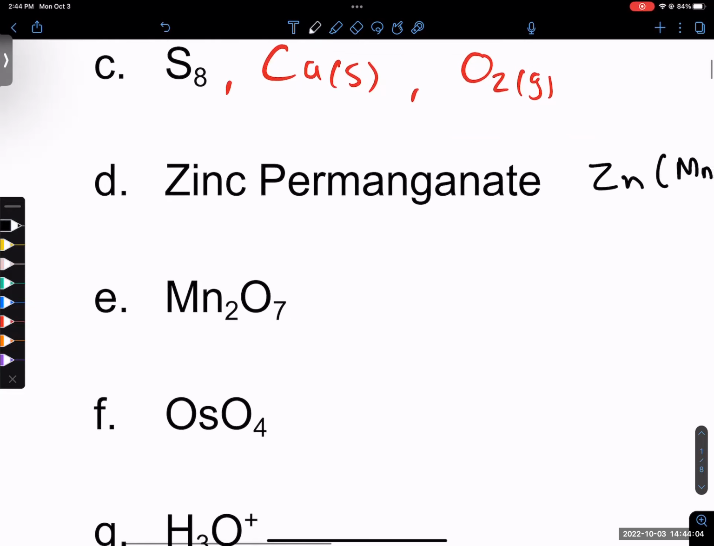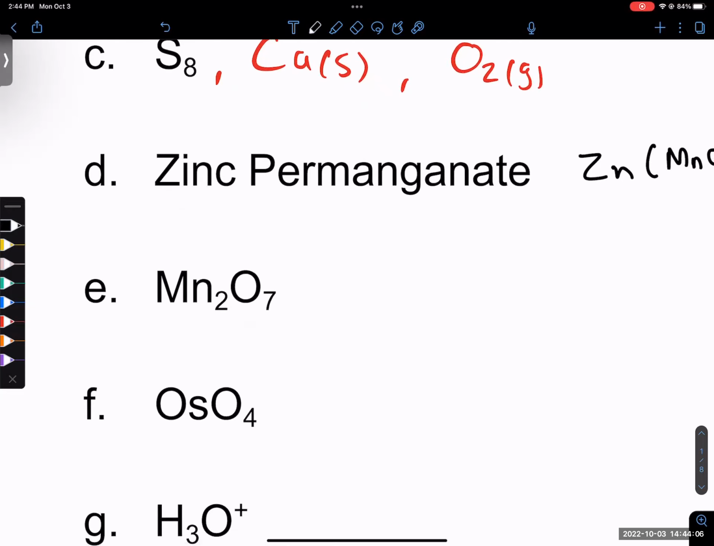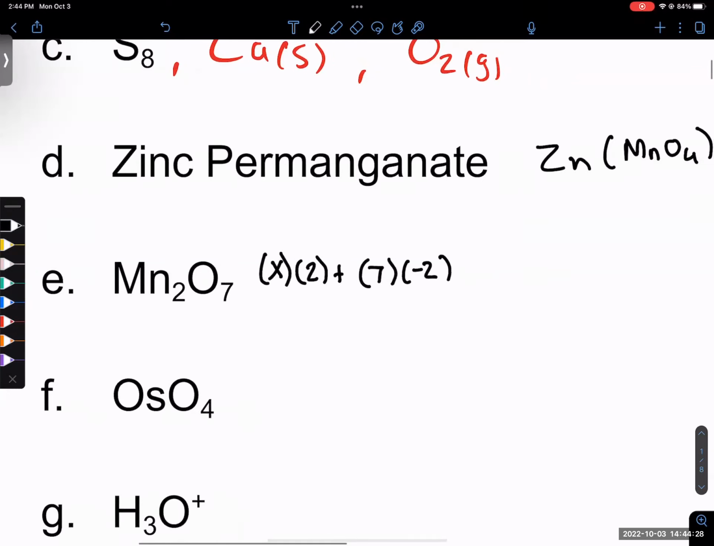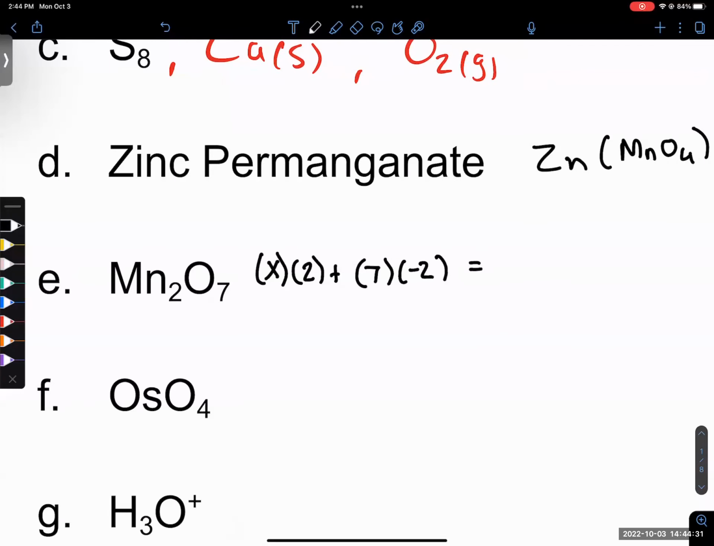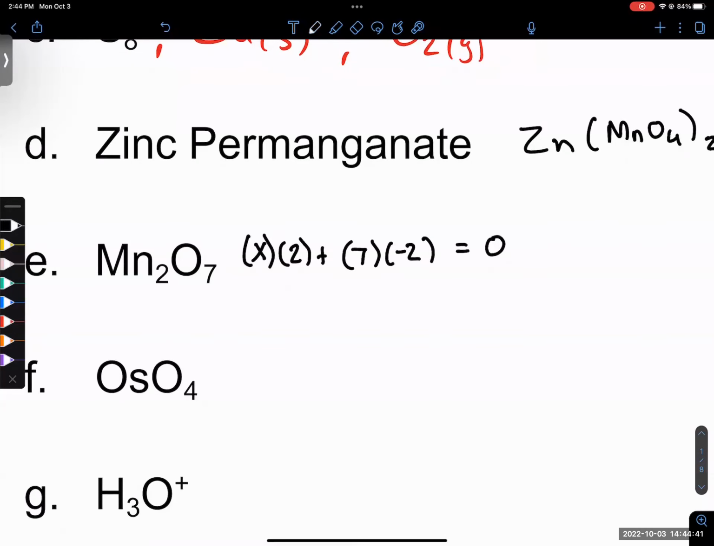We know that we have a total of 7 oxygens. Each oxygen has an oxidation number of what? -2, right? And we have how many manganese? We have 2 manganese, and we don't know the charge on manganese yet, so we're just going to denote that x. And the overall charge has to equal what again? 0, because there's no charge here, therefore the overall charge has to equal 0. So let's multiply this out.